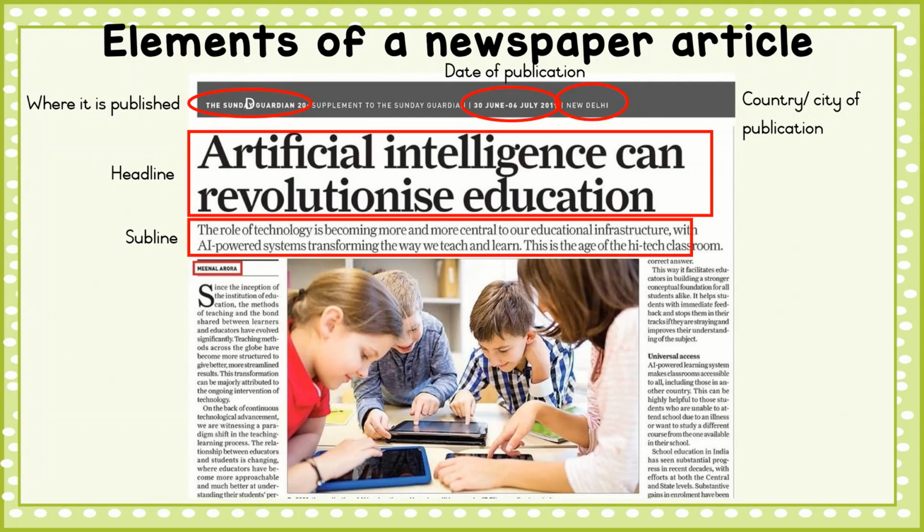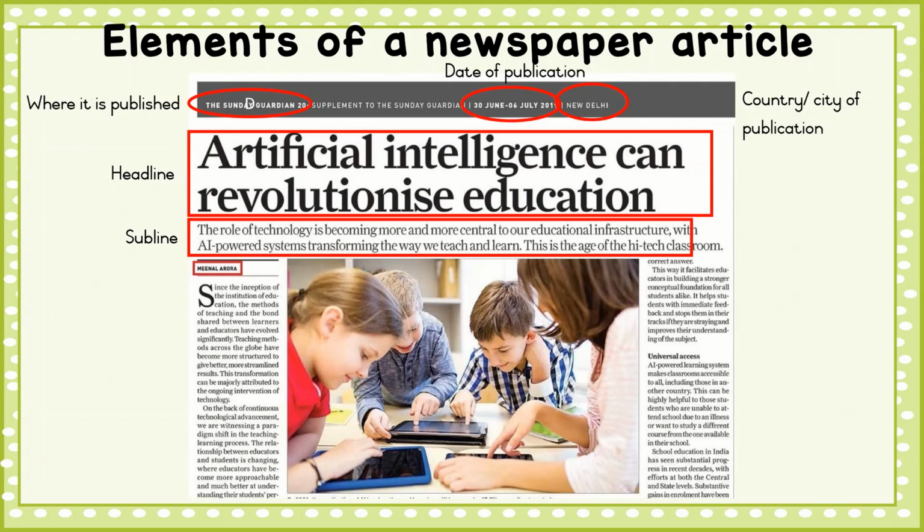Over here it has, the role of technology is becoming more and more central to our educational infrastructure, with AI-powered systems transforming the way we teach and learn. This is the age of the high-tech classroom. So your subline is telling us more about our headline. It's giving us more information. So I can read my headline and my subline and decide if this article is really something I would like to read. Because I'm a teacher and I believe that artificial intelligence or technology is important in a classroom, this article would be something that I would actually be interested in.